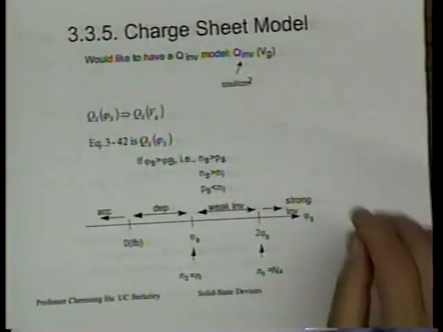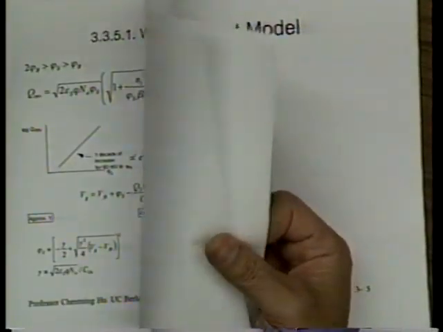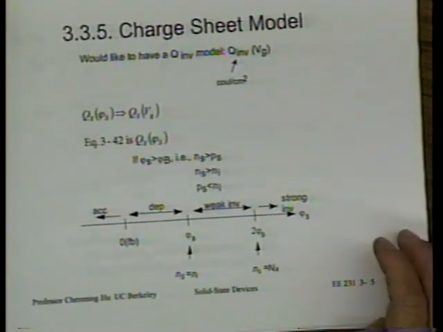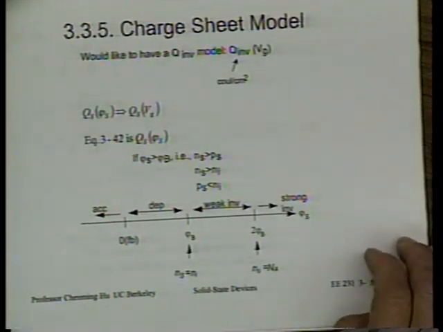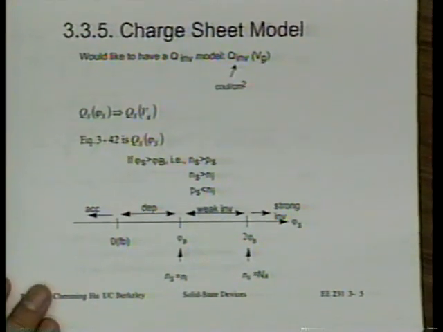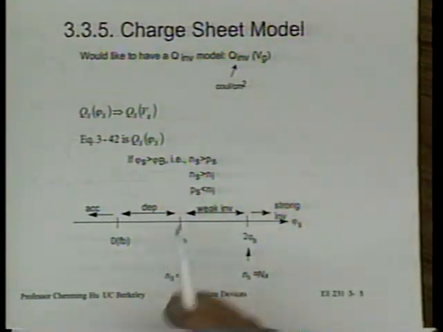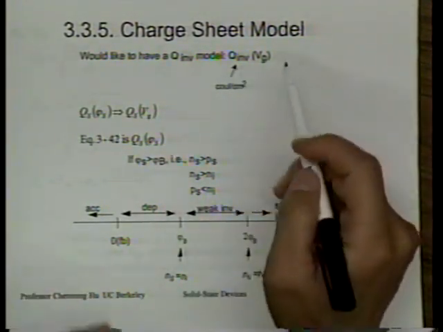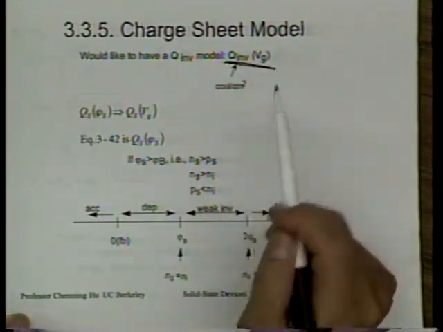Nope? Okay. Let's talk a little bit about something called the charge sheet model. And I'm following the textbook. This section, in a way, is just to take another crack at the idea of trying to find a relationship between phi S and VG, if you will, or Q inversion and VG. Let me put it this way: to find a relationship between Q inversion and VG.